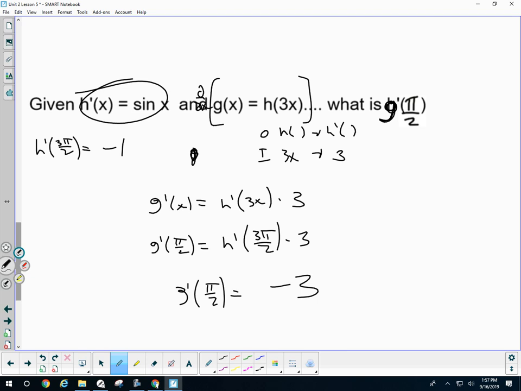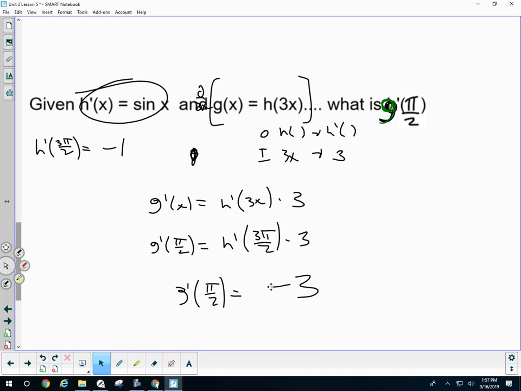Okay, very table-esque in the way that it is asked, where it's not just here's a function, what is its derivative? It's involving g's and h's. You got to look at the other information you're given. Make sure you change it so it's g prime of pi over 2.